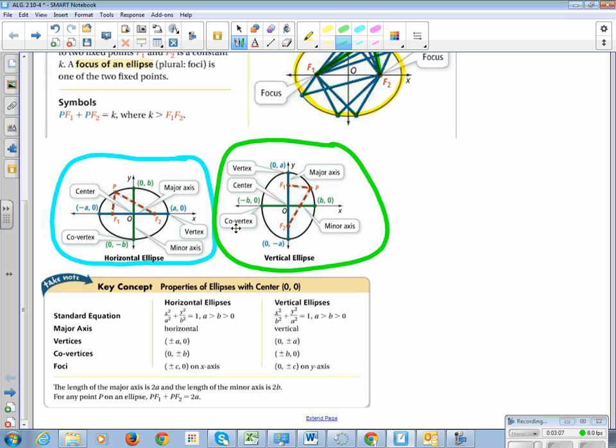And then it's switched around for a vertical ellipse. A vertical ellipse is where your major axis is the long one, and it's along or parallel to the y-axis.